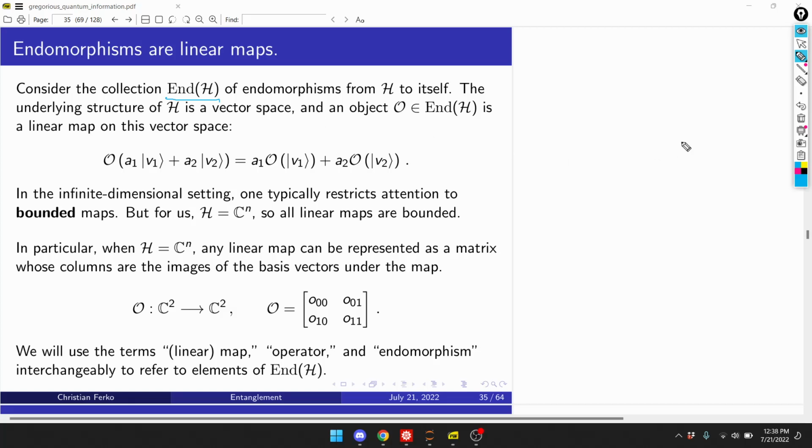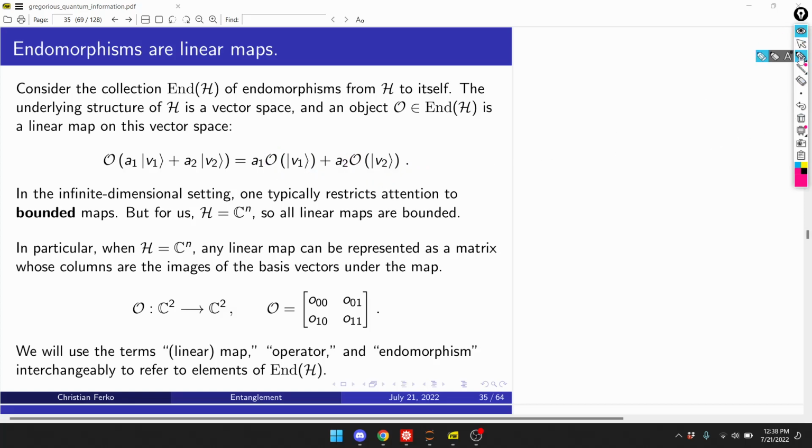So H is a vector space, and the more pedestrian way of thinking of an endomorphism is just a linear map. So what is a linear map? It's a guy O that eats a linear combination of vectors, and it just commutes with scalar multiplication and addition. So the A1 comes out, and there's O on ket V1, and the A2 comes out, and it's O on ket V2. That's an endomorphism.